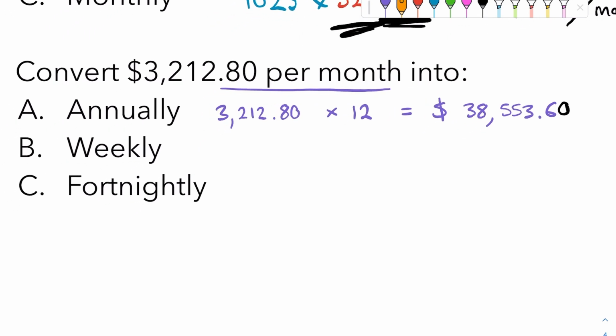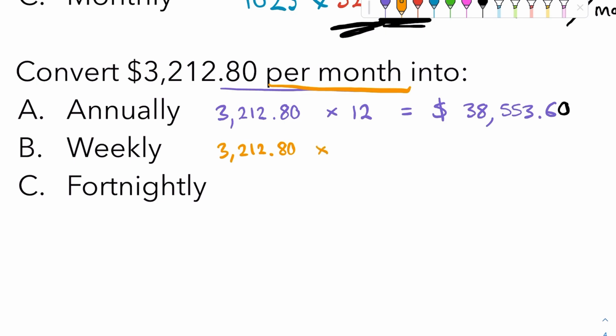Converting it to weekly. So from month to weeks, is there a direct conversion between these two? There is not. So I might have to do another method where I go through another unit first. So we'll start off with the money amount anyway. That bit has not changed. So let's change from months to years and make it from monthly into annual.